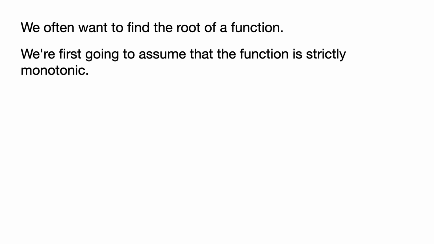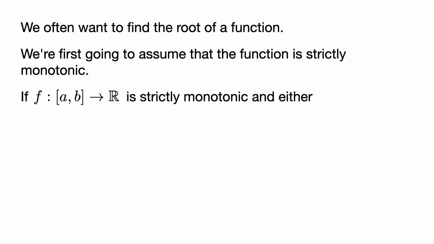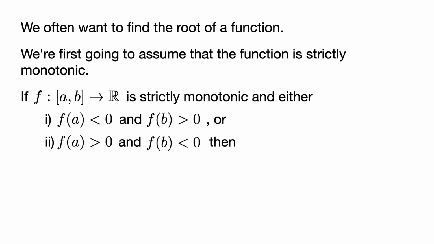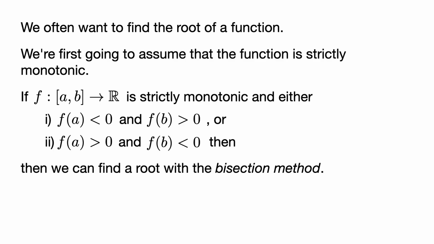Okay, so we're going to assume that the function is strictly monotonic, and we're going to restrict our attention to an interval [a, b], and we're going to assume that the function that maps the interval [a, b] to the real numbers is strictly monotonic, and either f of a is less than 0 and f of b is greater than 0, or f of a is greater than 0 and f of b is less than 0. Then we can find a root with the bisection method. So what this means is we know there's a root within our interval, therefore it's got to be negative on the left and positive on the right, or vice versa. If that's the case, then we can find a root with the bisection method.